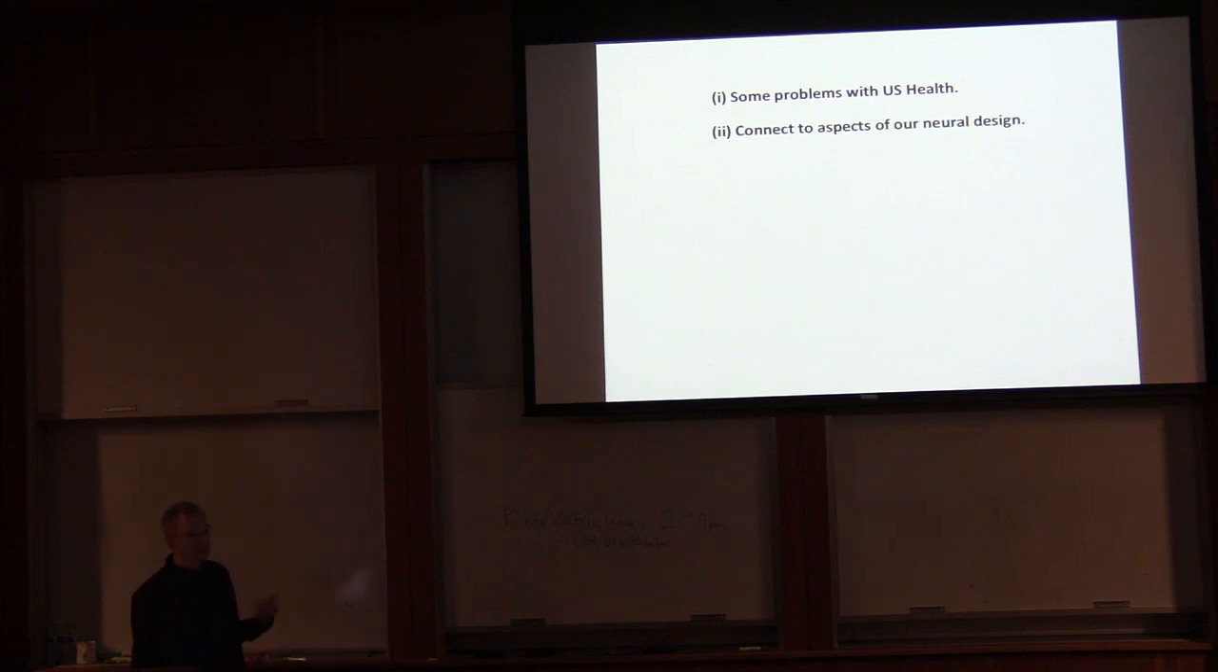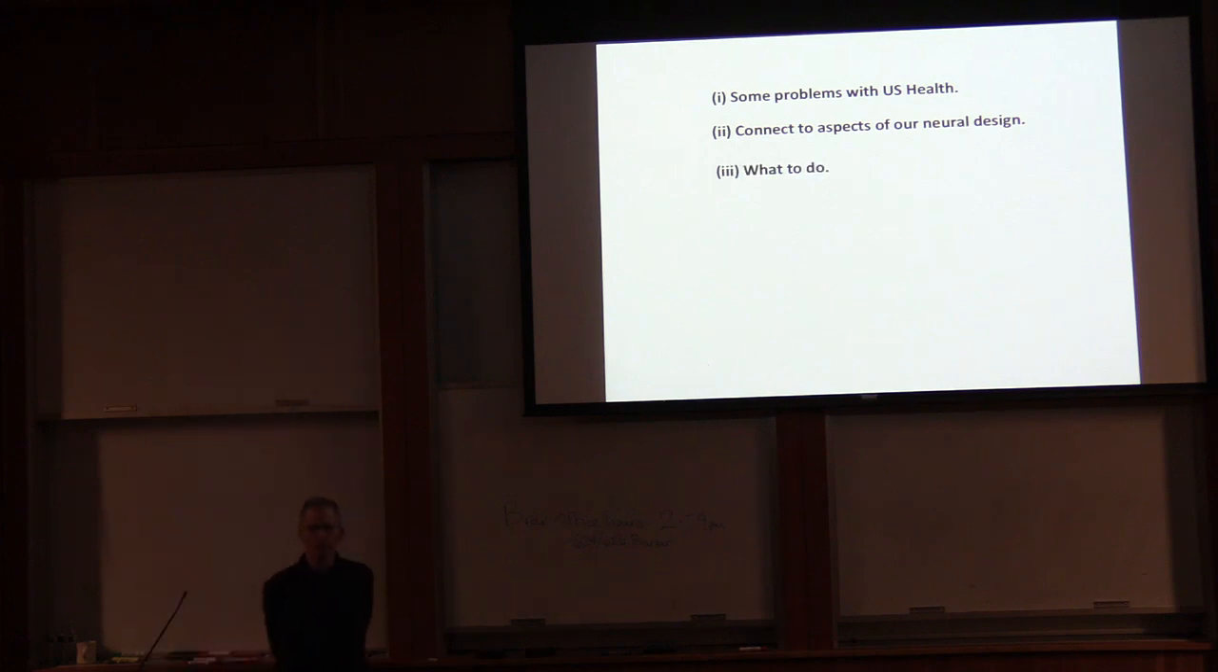Now, at this point, I'd like to shift from this very low-level mechanism to talk, more broadly, about some problems with U.S. health, and to connect those to aspects of our neural design, and then finally to comment on what to do.